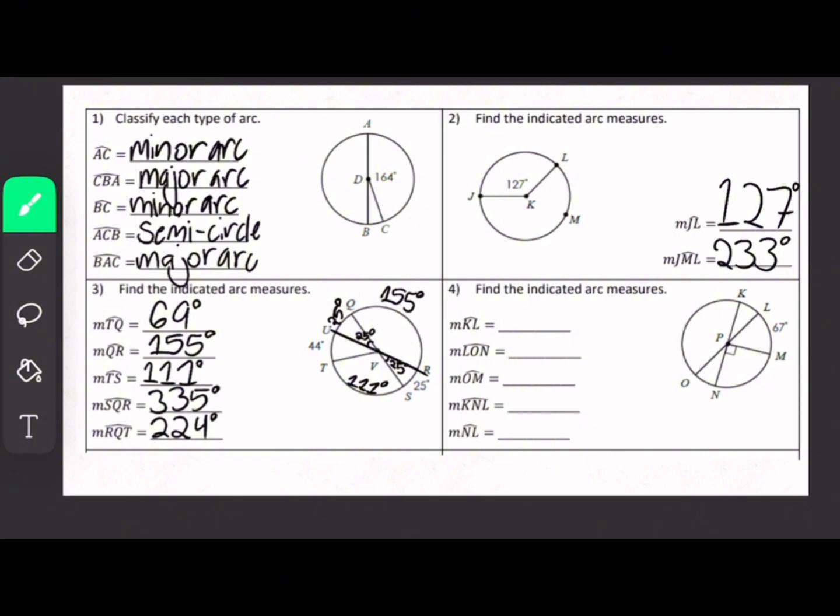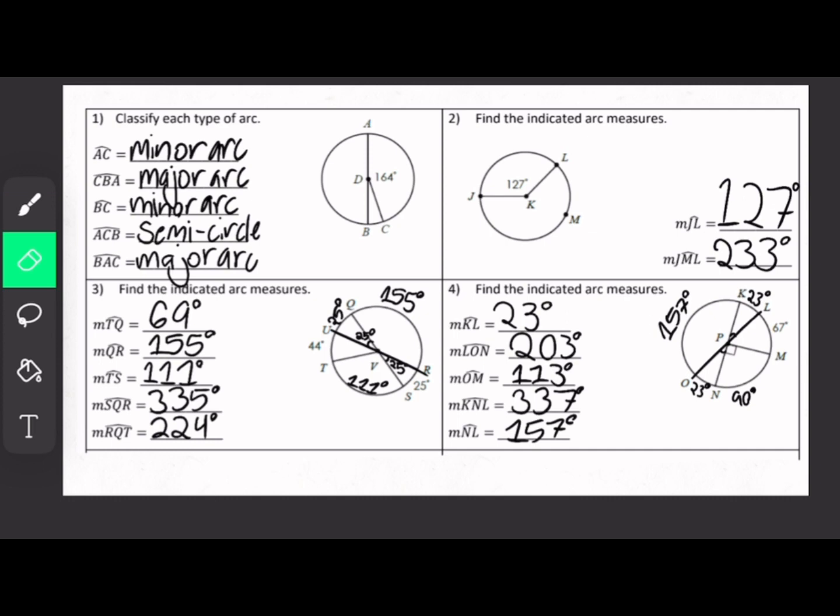Alright, on to 4. Give you 8 seconds again. Number 9, 5 because I yawned. 5, 4, 3, 2, and 1.